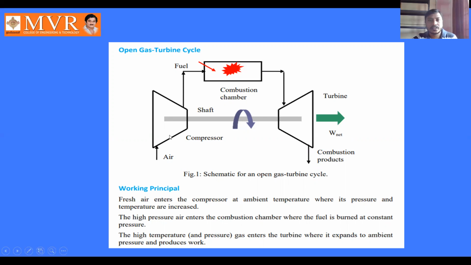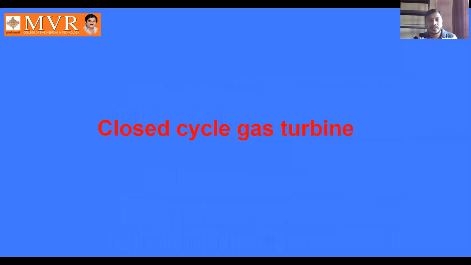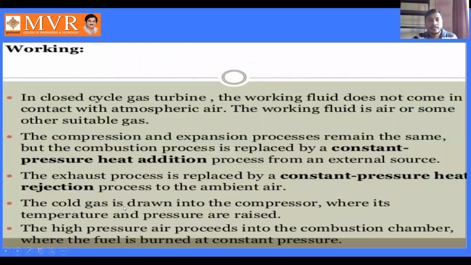The air which we are taking here is coming from the atmosphere. Coming to the closed cycle gas turbine, the working fluid does not come in contact with the atmospheric air. The working fluid is air or some other suitable gas. We can use the working fluid as air or some other gas.